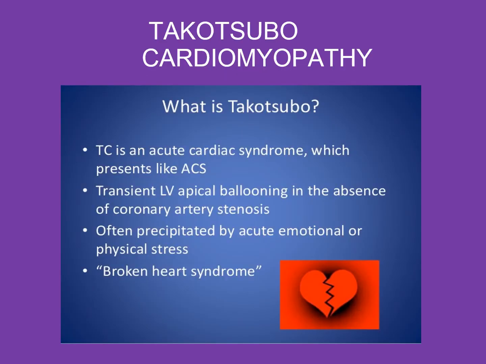Another type of cardiomyopathy is your Takotsubo cardiomyopathy. So this is not yet classified whether this is hypertrophic, dilated, or restrictive. But this is an acute cardiac syndrome because this is reversible as well. So this is an acute cardiac syndrome which presents like acute coronary syndrome. So there's a typical left ventricular ballooning in the absence of coronary artery stenosis. So that criterion is very important. There should be an absence of coronary artery stenosis. This is also called your broken heart syndrome, precipitated by acute emotional or physical stress.